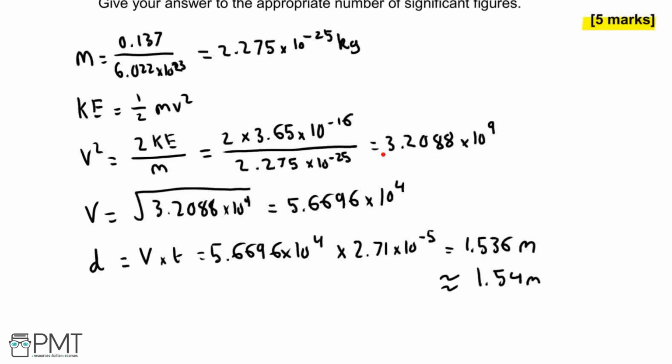The second comes from rearranging our kinetic energy and calculating the square of our speed. The third comes from square rooting that to find our speed, and the fourth comes from multiplying our speed by time to calculate the distance.